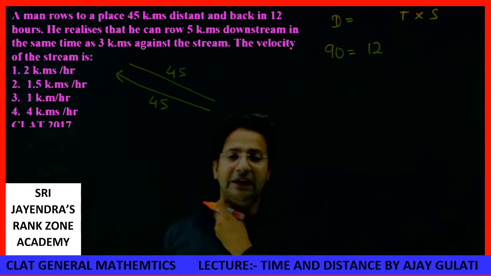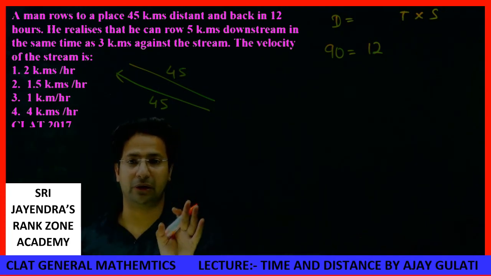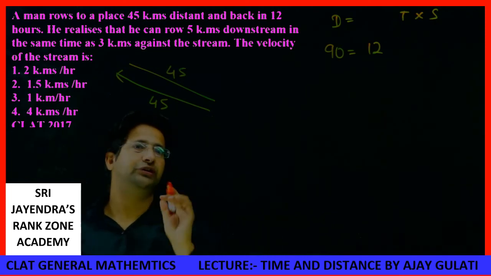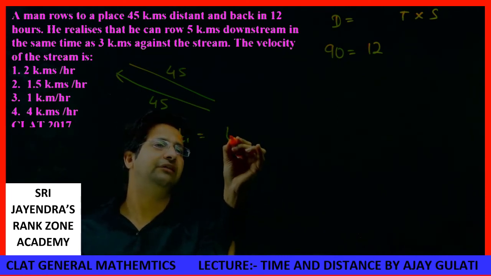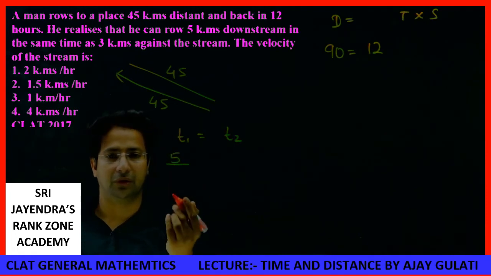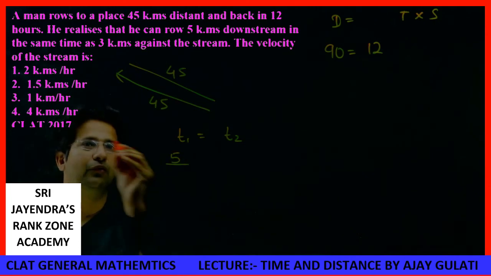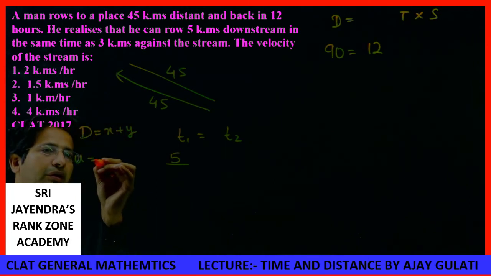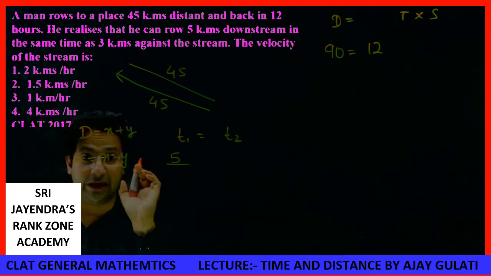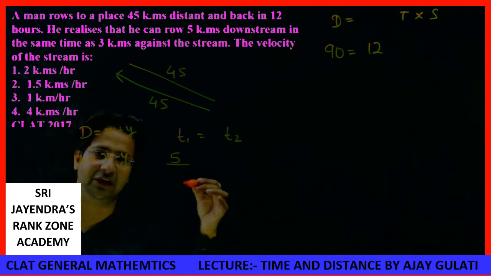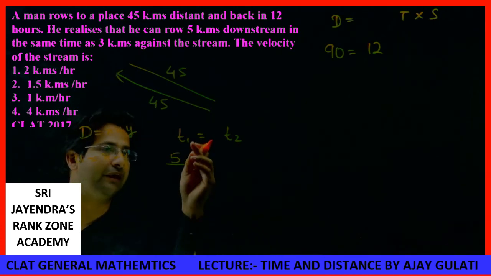He realizes that he can row 5 kilometer downstream in the same time as 3 kilometer against the stream. Now see, students, we are given 2 times, T1 is equal to T2. He goes 5 kilometer downstream. What is the time? Time is distance upon speed. What is the speed downstream? Downstream speed is x plus y. Upstream speed is x minus y. I read the line again. He can row 5 kilometer downstream in the same time as 3 kilometer against the stream. 5 kilometer downstream, time will be distance upon speed. What is the downstream speed? x plus y.